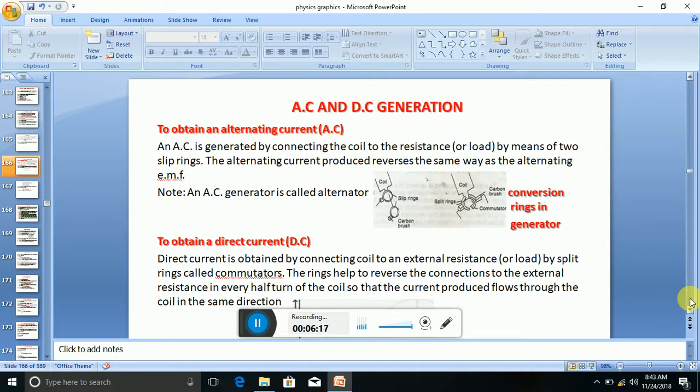Direct current is produced by connecting the coil to an external resistance or load by split rings called commutators. The rings help to reverse the connection to the external resistance in every half turn of the coil so that the current produced flows through the coil in the same direction. So that is actually what is explained here.